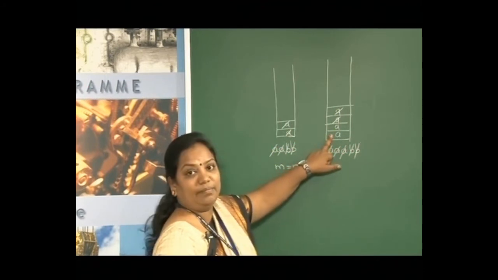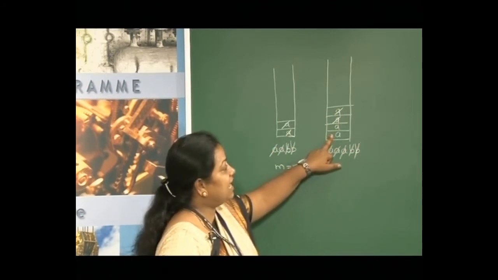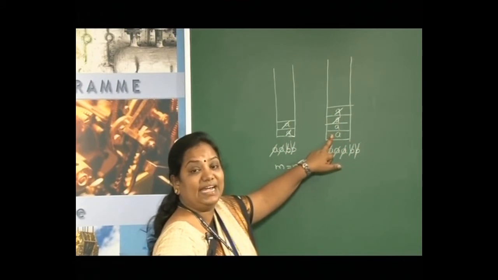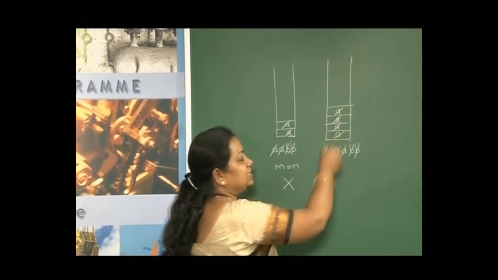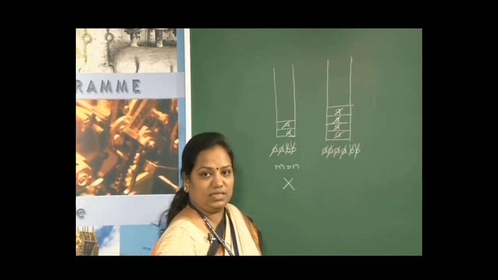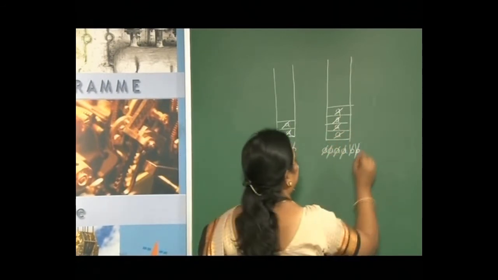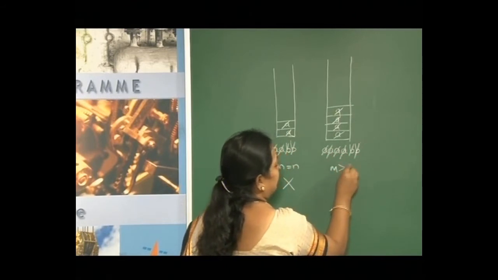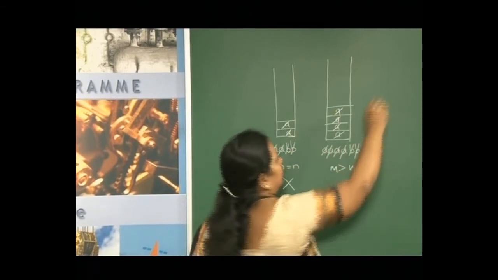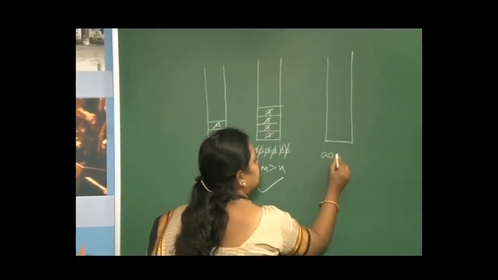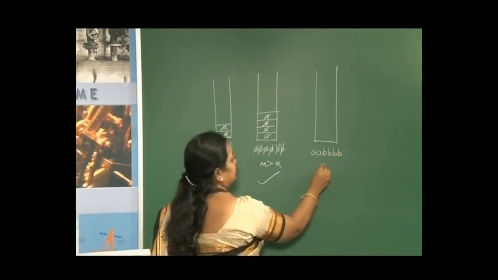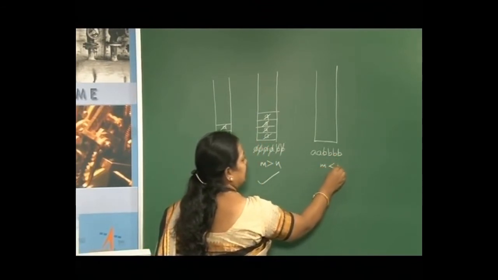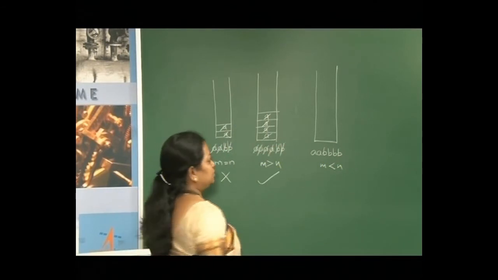Will this string be accepted? Yes. So this states that the number of A's are greater than number of B's. So what to do? Pop all these A's and go to the final state. Another combination where m was greater than n, so it is accepted. Another combination wherein the number of A's are less than number of B's, that is m is less than n, then also this string must be accepted.